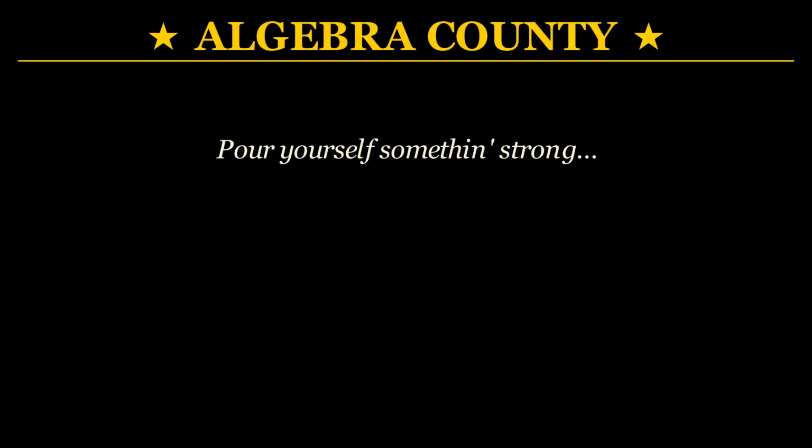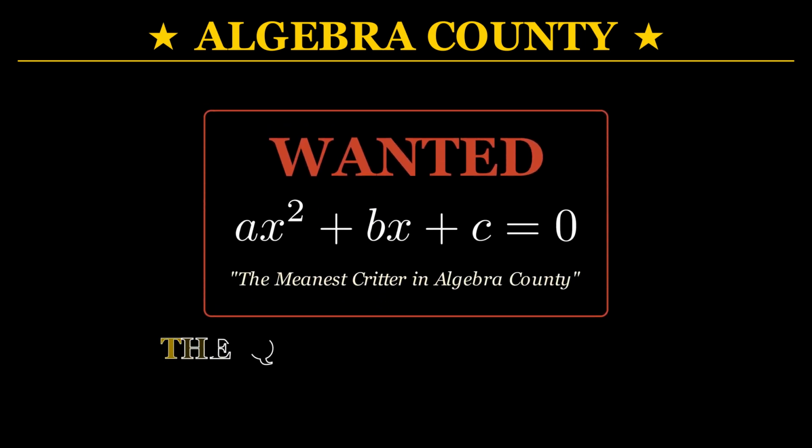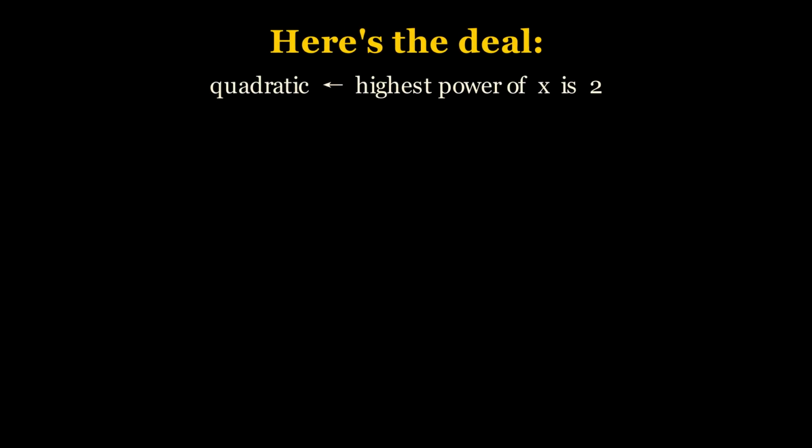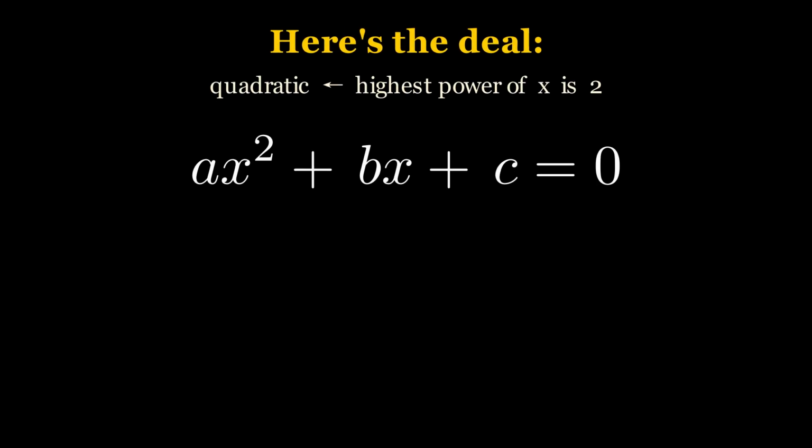Well, howdy, partner. Pour yourself something strong, 'cause today we're wrangling the meanest critter in all of Algebra County, the quadratic equation. Don't let the fancy name spook you. It's just an equation with an attitude problem. Here's the deal. An equation is quadratic when the highest, proudest power of x is a 2.